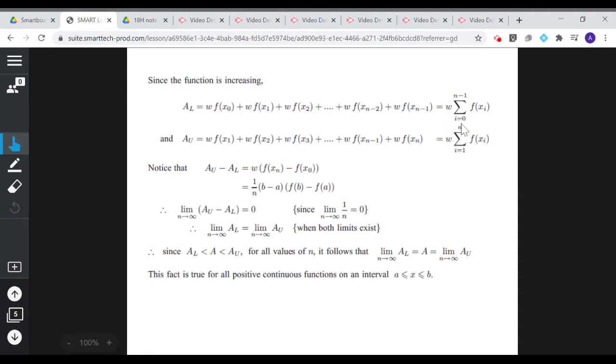And we can add up the sums of the lower rectangles and add up the sums of the upper rectangles, and we know that our area will be between those two sums. Okay. So notice that we end up with, this is a formal definition here, but we end up with 1 over n times (b minus a) times (f at b minus f at a).